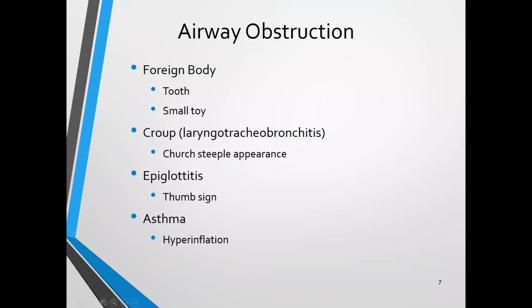So the first group of X-rays and conditions I wanted to look at are airway obstruction. Now, rather than read down in order here, I want to point out the last one listed, asthma. That one I'm going to discuss in more detail about midway through this presentation. The others, the foreign body, the croup, and the epiglottitis, I'll be talking about in the upcoming slides. So let's take a look.